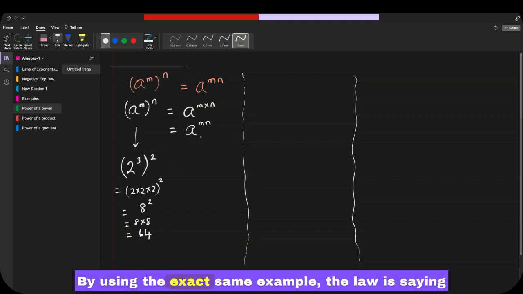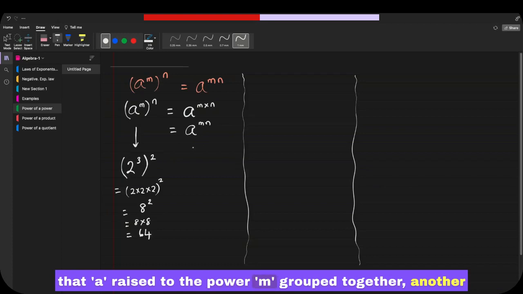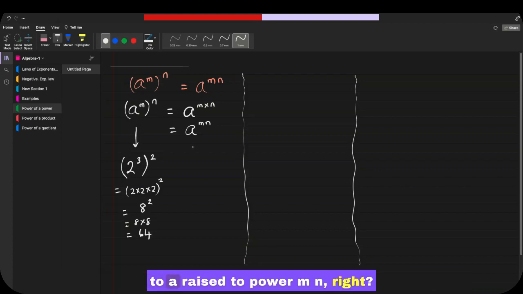So let's see what the law is telling us, by using the exact same example. The law is saying that a raised to the power m, grouped together and raised to another exponent n, will be equal to a raised to the power mn. So that would be 2 raised to the power 3 raised to the power 2.